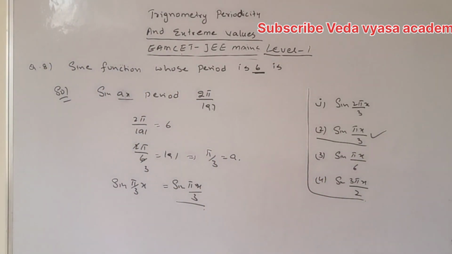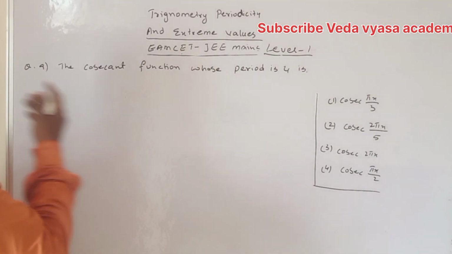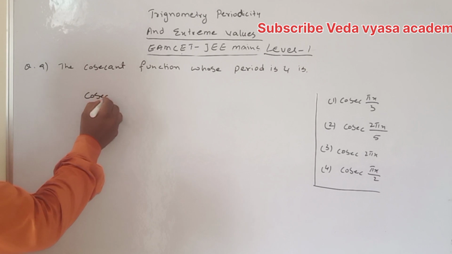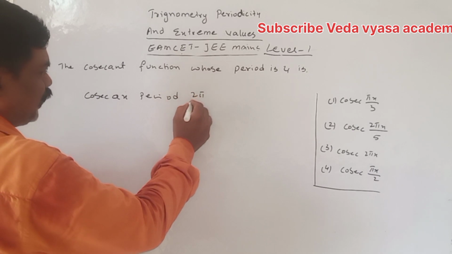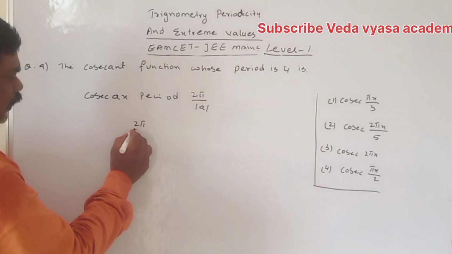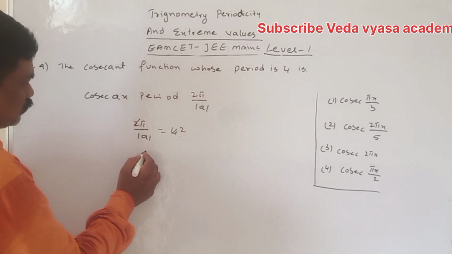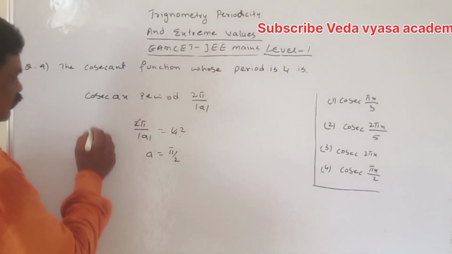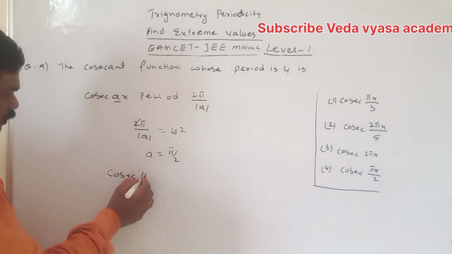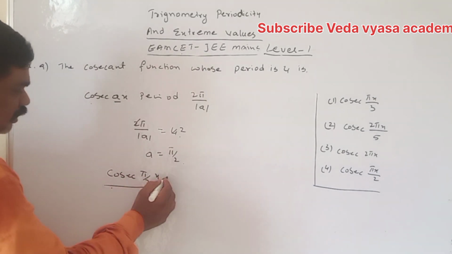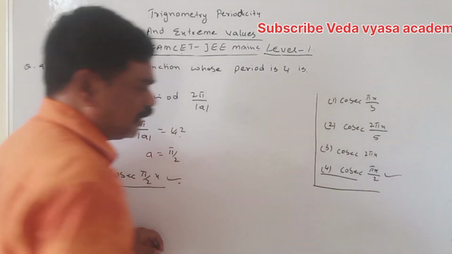Here we have the cosecant function whose period is 4. So cosec ax has period 2 pi by mod a. So 2 pi by mod a is equal to 4, so a is equal to pi by 2. Then you have to substitute here, that is cosec of pi by 2 into x is the required function. So we have option 4 as the answer.